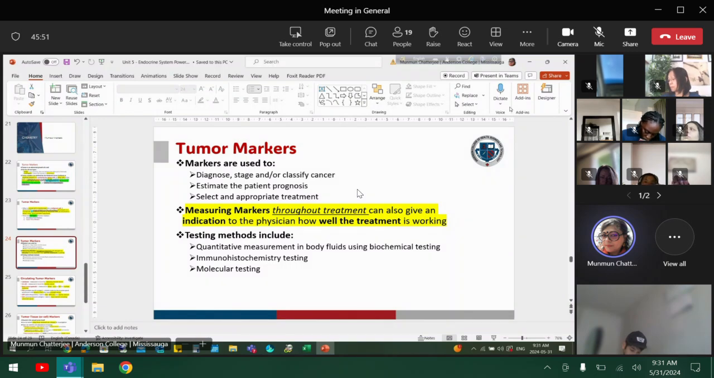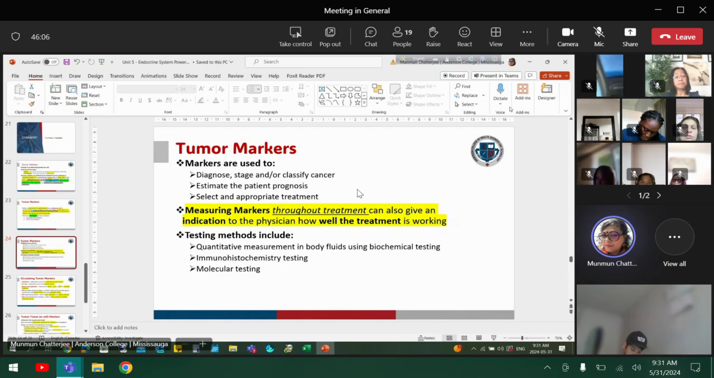Histo means cell or tissue. So they do the different sectioning, take the tissue, then they process it. You are going to learn it in the next histology section, how they section it and so on. And then they do the immunohistochemistry staining.